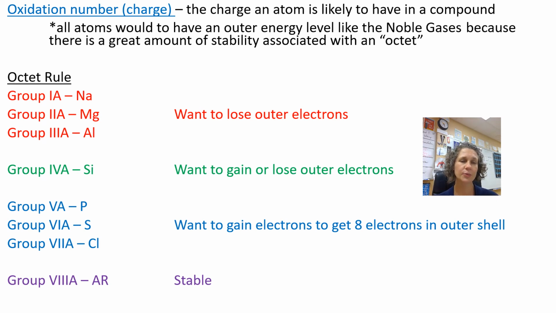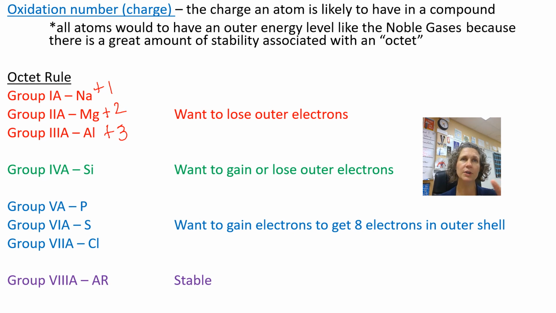So if we're looking just at the tall columns, we'll talk about transition metals more later, for group 1A, the alkali metals, sodium has 1 electron in its outer shell, and it is very likely to lose that 1 electron. And remember, when it loses 1 electron, it becomes positive, a positive 1. Magnesium is in the second column, so it has 2 electrons in its outer shell. It wants to lose those electrons, and when it does, it becomes a positive 2. Aluminum has 3, and it likes to lose those and become a positive 3.